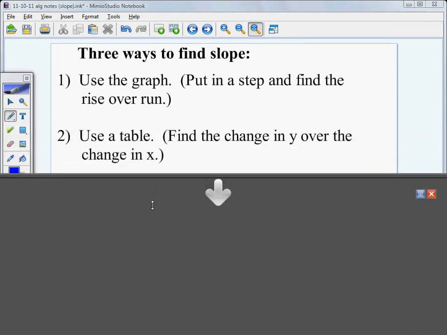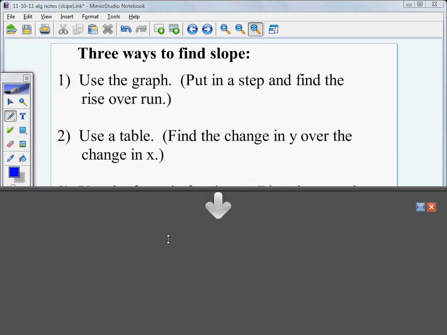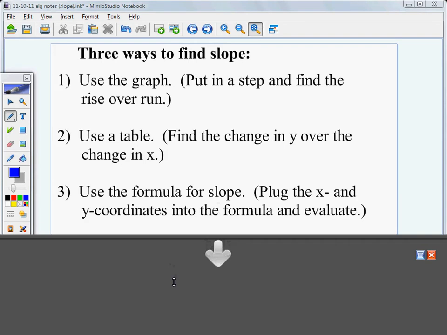The second way we're going to do it is we're going to use a table. We're going to take the coordinates from our points and put them into an XY table, and you're going to find the change in y and write that over the change in x. And then lastly, we'll do the formula, where we would just plug in the x and y coordinates from our points that we know right into the formula, and we would evaluate.